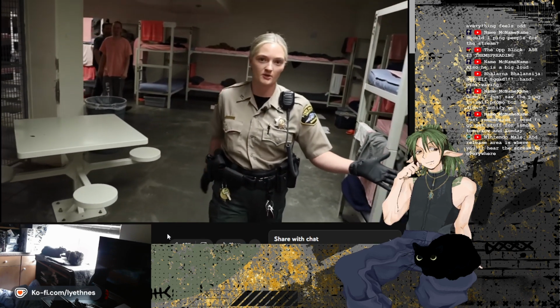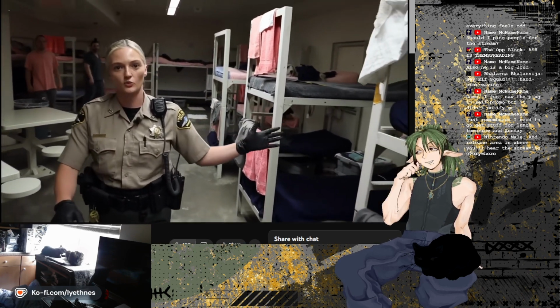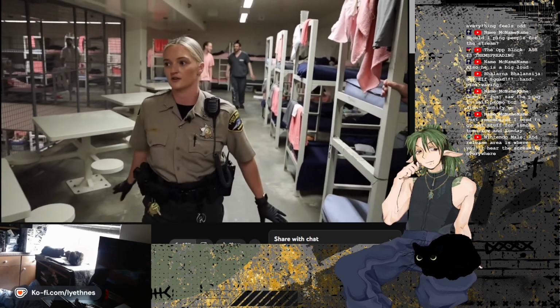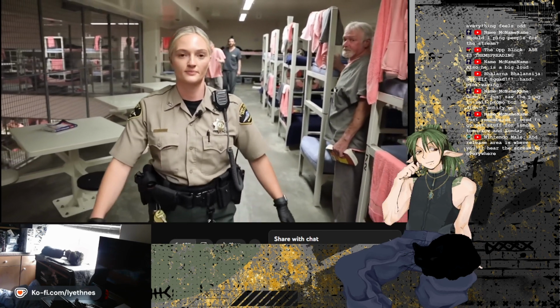As you can see, they have bunk beds. Again, it's an open dorm, so they don't have their own cells. They're all housed up here together with a shared bathroom and shower.